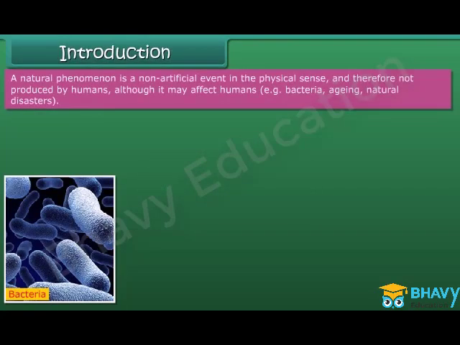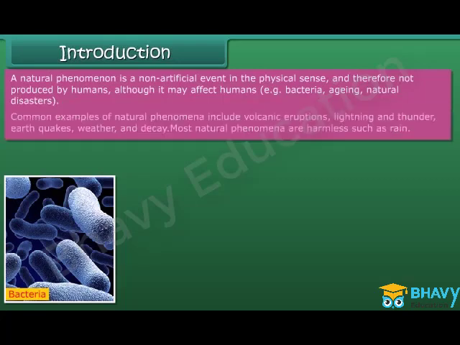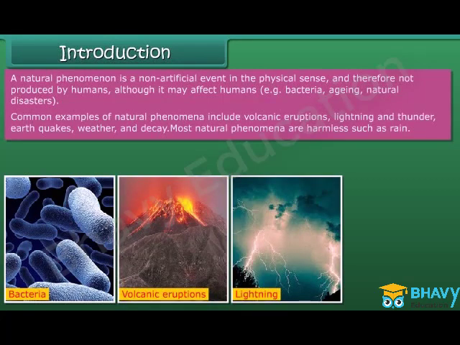A natural phenomenon is a non-artificial event in the physical sense and therefore not produced by humans, although it may affect humans, that is, bacteria, aging, natural disasters. Common examples of natural phenomena include volcanic eruptions, lightning and thunder, earthquakes, weather and decay. Most natural phenomena are harmless, such as rain.